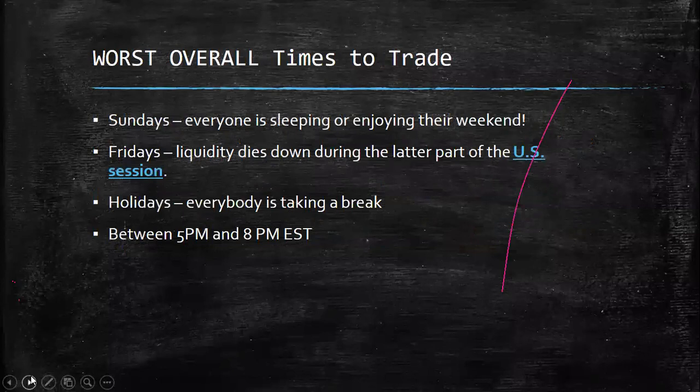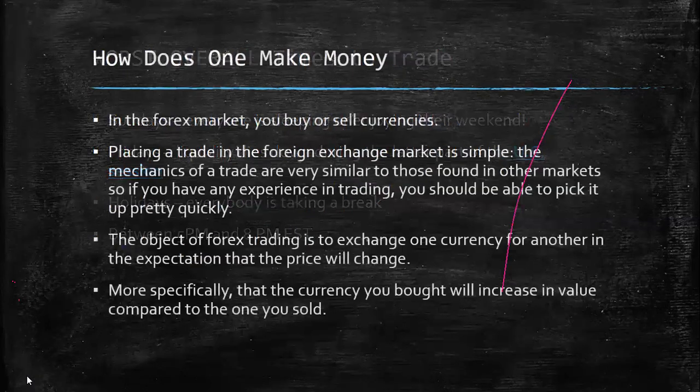The worst times to trade, you've got your Sundays, because everybody's either recuperating from the weekend or just resting, basically. You've got Fridays, because everybody's anxious to get off work, so liquidity is going to die down during the later part of the U.S. session. You've got your holidays, and then in between 5 and 8 p.m. Eastern Standard Time, that's like a market rest period. Like I said, I very highly recommend not to trade during that time frame. Now, come 9 o'clock, you can trade whatever, do whatever you want.